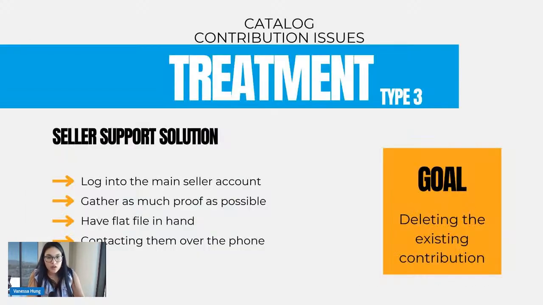Okay, so the treatment here, seller support solution. If type number 2 is a 50-50, this one I say is a 10-90. Like 10% of the time you could solve it in Seller Central, most times you cannot. So if that's the situation you're facing, I would go straight to seller support. Once you have your main Seller Central account, you upload the information there, you change the original SKU, you did all those steps, go directly to seller support. There is nothing else you could do there.